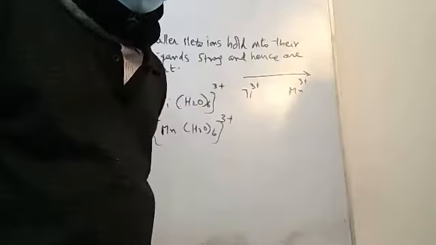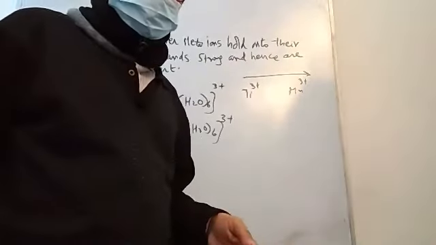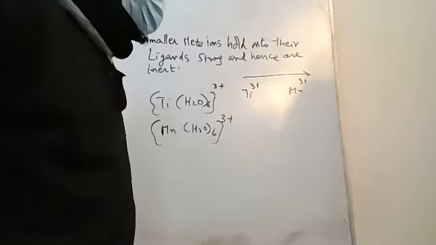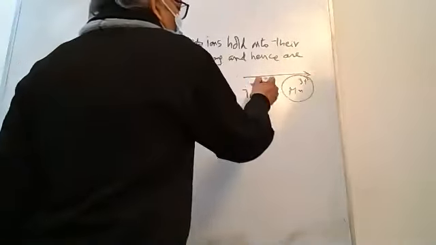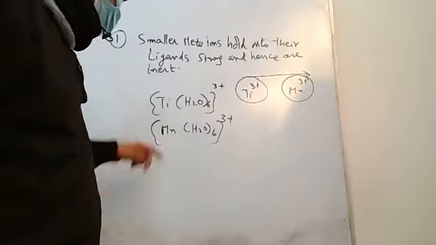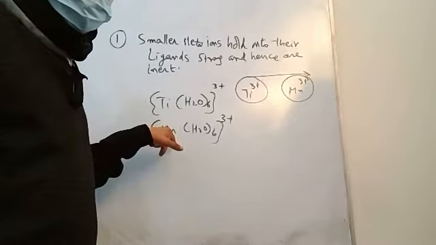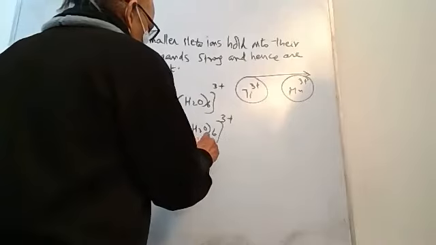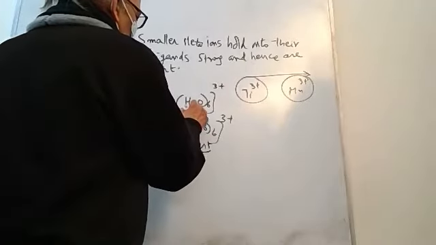As you go from left to right, the size of an atom decreases, right? As you go down the group, it increases, but going from left to right, you will have a decrease. So manganese 3+ is smaller compared to titanium 3+. For that reason, between the titanium and manganese complexes, you would expect the manganese complex to be inert, and relative to this, the titanium complex should be labile.